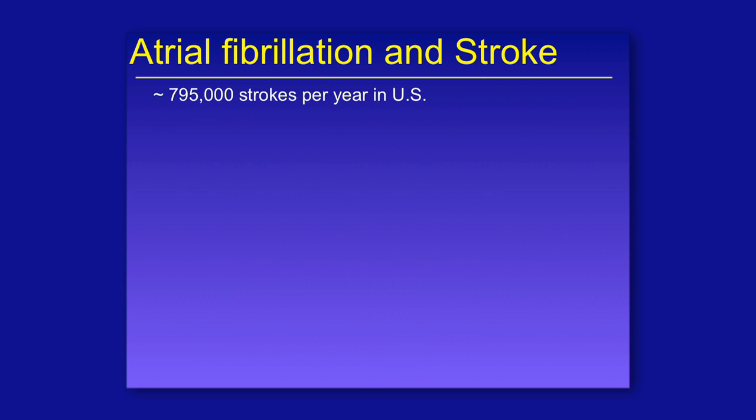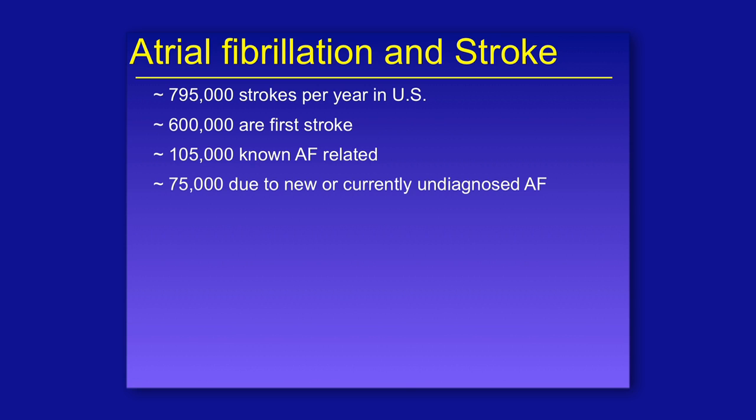So what about atrial fibrillation stroke? In the United States, there are about 795,000 strokes a year. Of those, 600,000 are the first stroke that the person has ever experienced. Of those, 105,000 are related to atrial fibrillation that was known before the patient had the stroke. Based on a number of research studies, about 75,000 of these strokes are due to new atrial fibrillation that was unknown prior to the stroke, or currently undiagnosed atrial fibrillation, that even after the patient's had the stroke and is being treated for it, their doctors still do not know that they have because it was intermittent and then occurs later on.